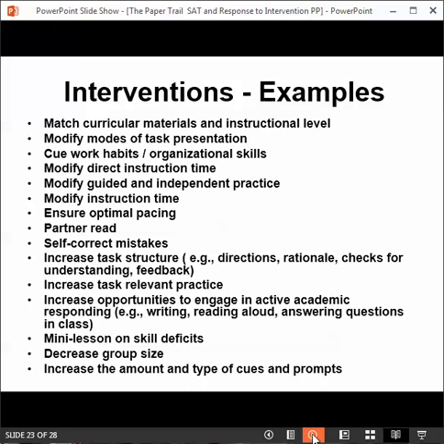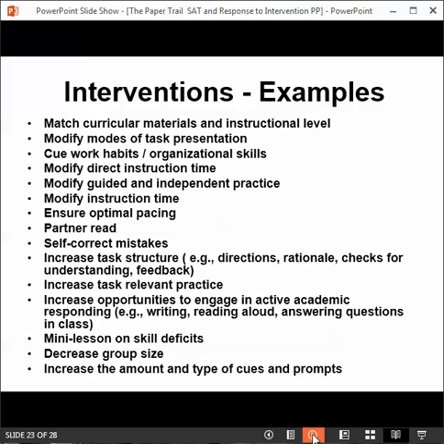Might be modifying modes of task presentation. Maybe instead of a lot of auditory or a lot of lecture, you do a visual presentation for the student. You have to cue work habits, like you might say to them, go ahead and get started on this. Modify direct instructional time. You might do pacing, like read for 2 minutes or do this for a certain amount of time. There might be partner reading. They might have to correct their own mistakes. You increase the structure of the task that they're doing so it's more structured and not so flexible and on their own. So those are some of the interventions.